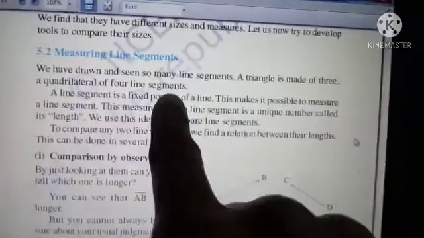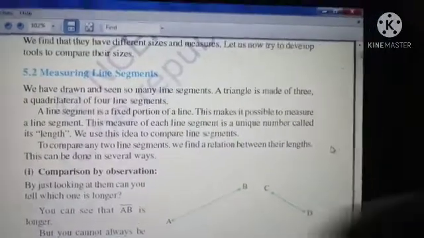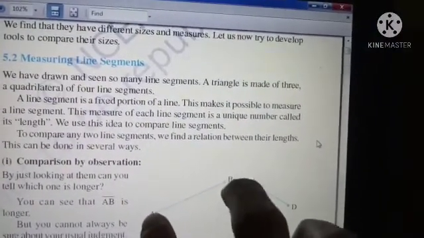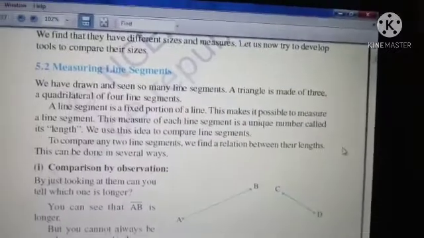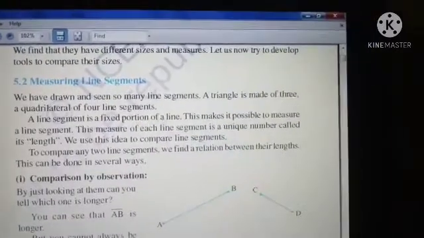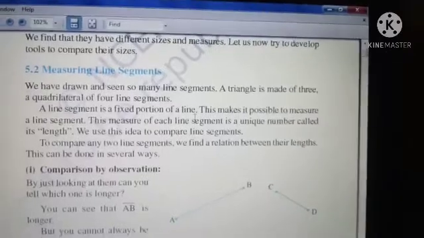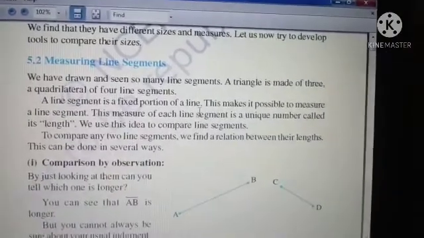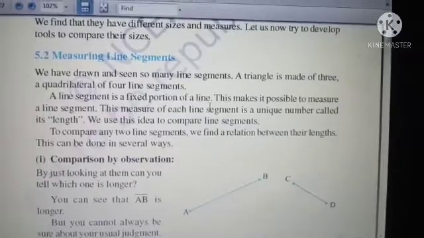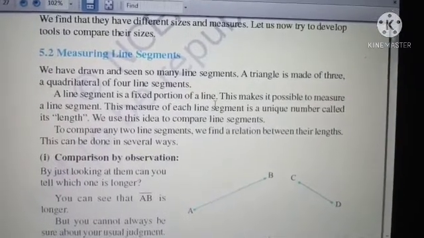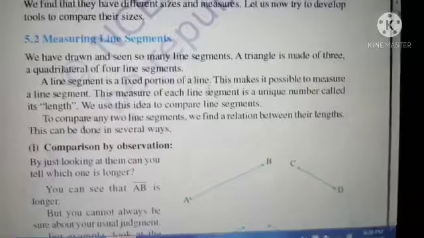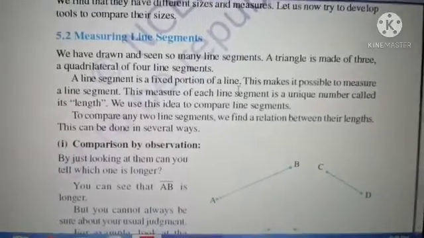A line segment is a fixed portion of a line. So see, line means it will go in both the directions. From this to this is your line segment. That is what they have given: a line segment is a fixed portion of a line. This makes it possible to measure a line segment. The measure of each line segment is a unique number called its length. We use it to compare line segments. I'll explain what that is.